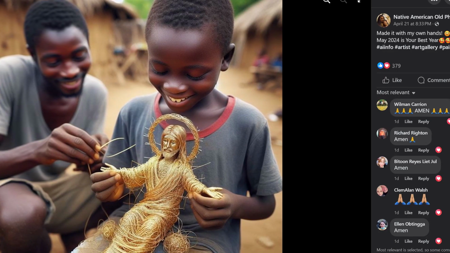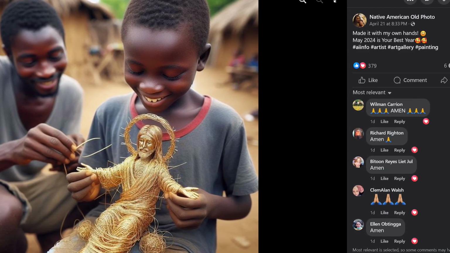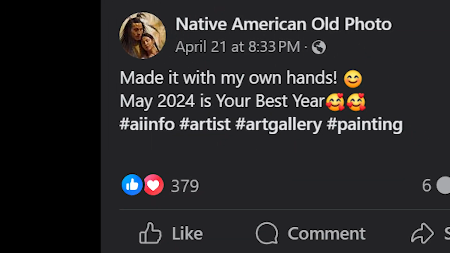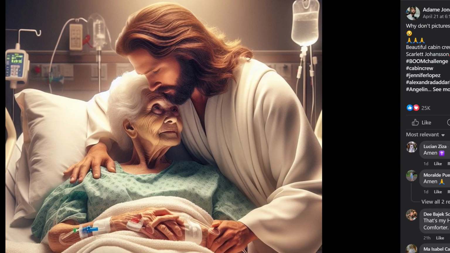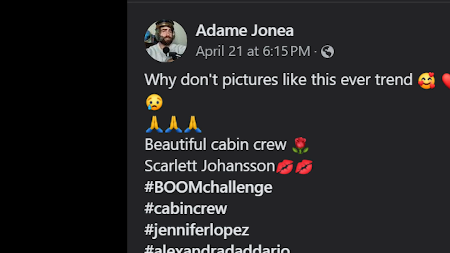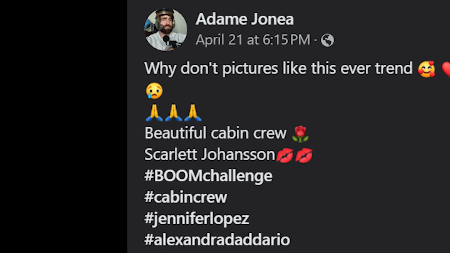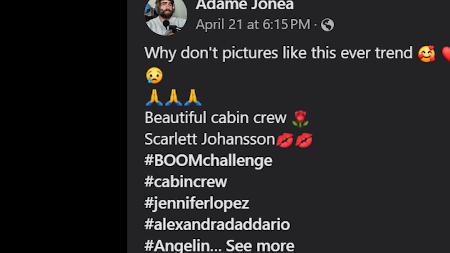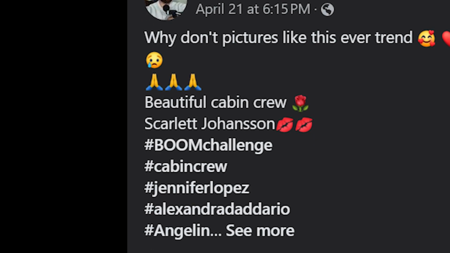There's an incredible amount of these images littering Facebook, and most of them share very similar descriptions. If it's a carving or a sculpture, they might say they made it with their own 2 hands, like I pointed out earlier. If it's a pic of Jesus, they might say, why won't this ever trend? To try to get you to engage with it. And for some reason, they'll have the words cabin crew in the description, usually paired with Scarlett Johansson.